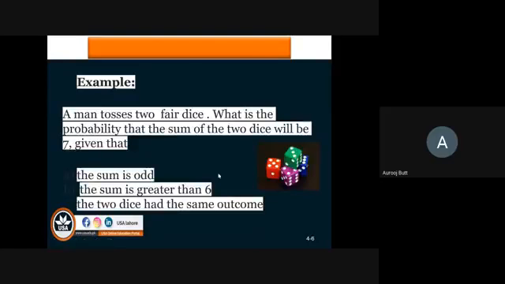Now coming towards the third part. The third part is defined as: the two dice had the same outcome. You can simply define it as an event D. That will be defined as the two dice had the same outcome. And just before the word given, you can define this event as event A.